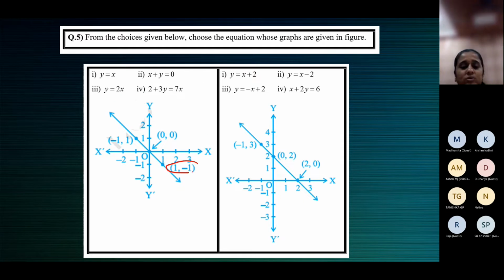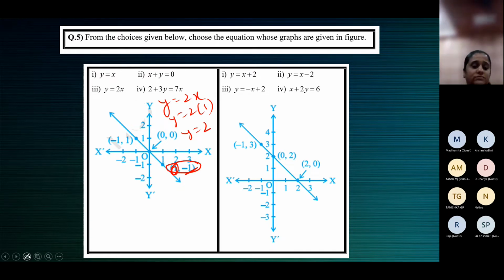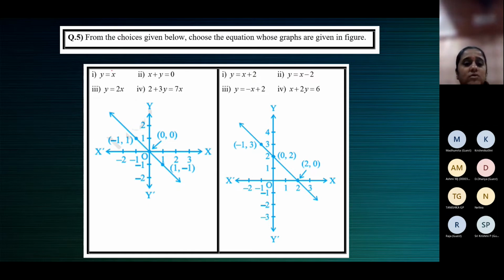Supposing you take this point, y is equal to 2x. What's the value of x? 1. So y is equal to 2 into 1, y is equal to 2. But here it's -1. So not possible.